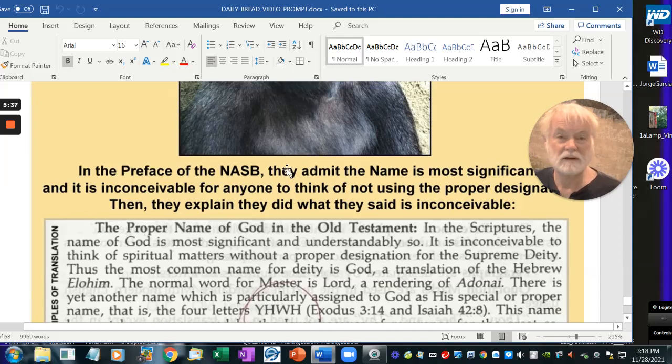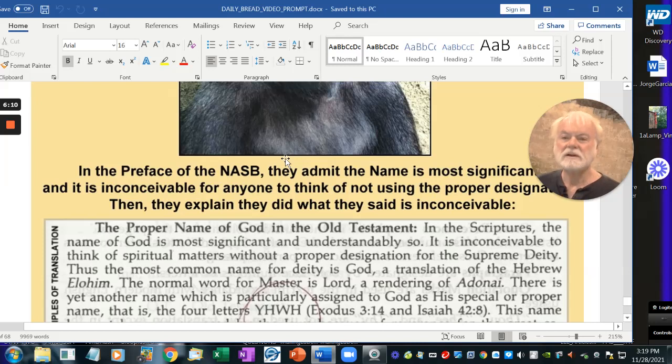He's the only deity. He's the only one. There is no other. Thus, the most common name for deity is God, a translation of the Hebrew word Elohim, or Elohim, they pronounce it. I used to spell it that way too. The normal word for master is Lord. That's in English. Now they're using an explanation of their rendering of the words.